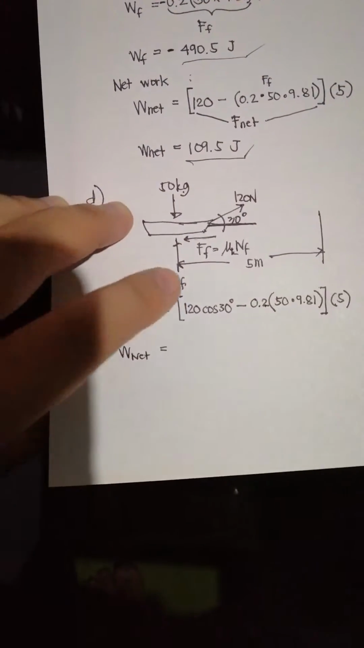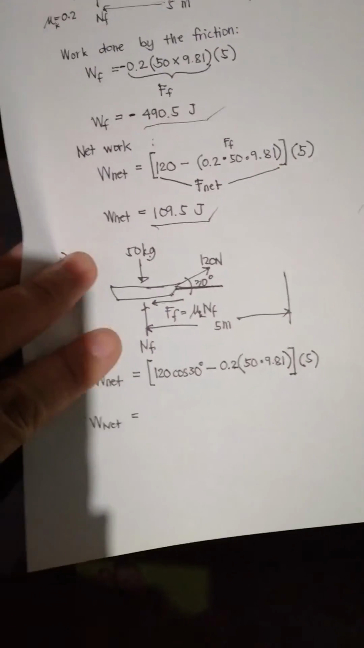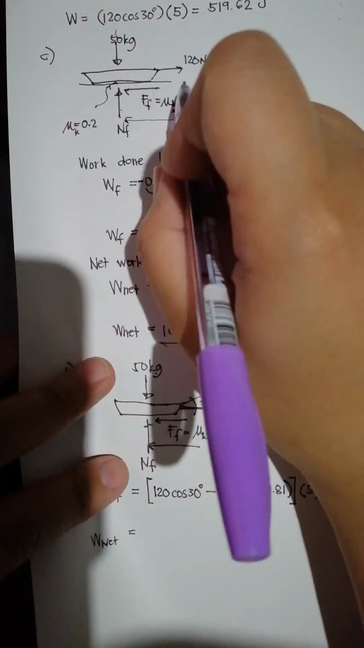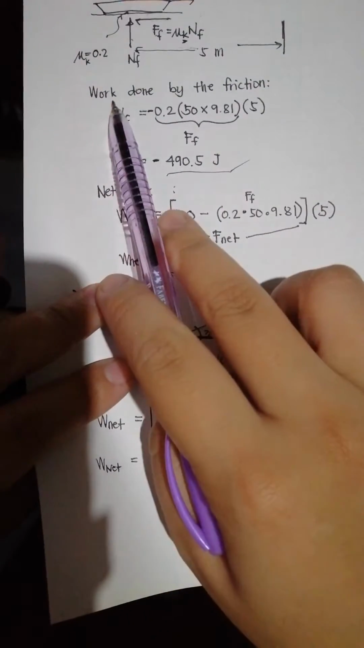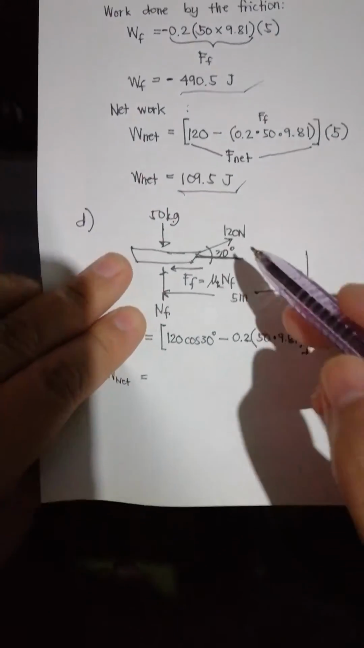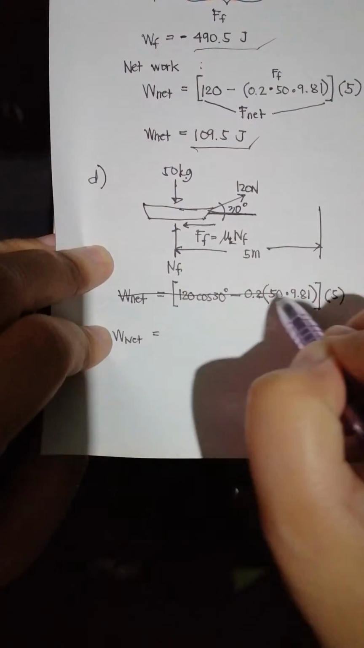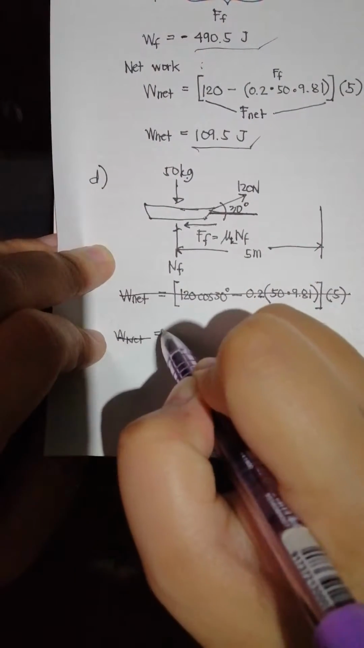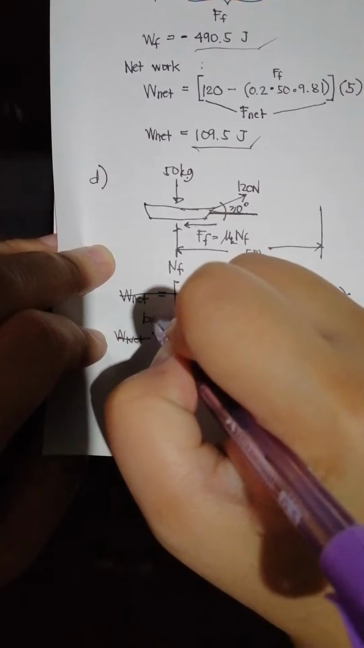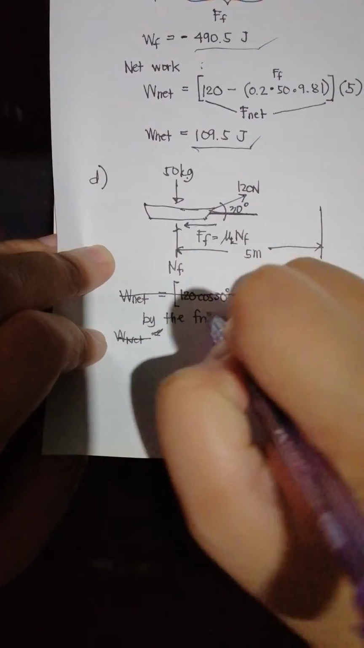I got a little mistake here. When we repeat the calculation here, we first have to get the work done by the friction. So let's just remove this one. Work done by the friction.